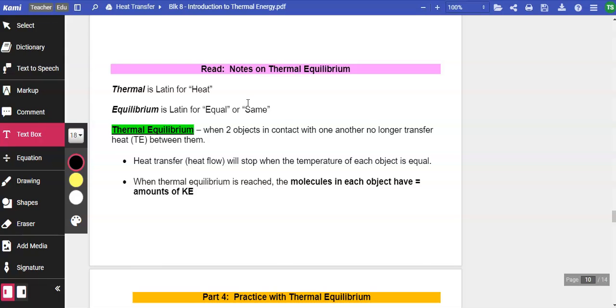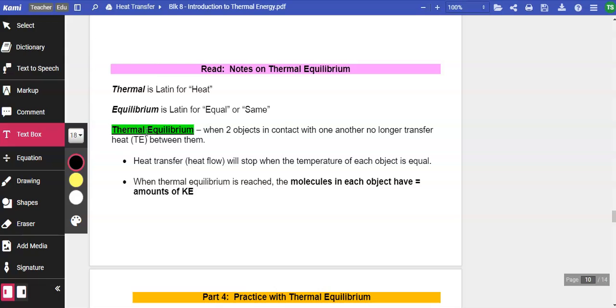So for as much thermal energy that the warmer object gives off, that is equal to the amount of thermal energy that the cooler object gains. That specific temperature can be calculated, and it is called thermal equilibrium. So thermal is Latin for heat, and equilibrium obviously means equal or the same.